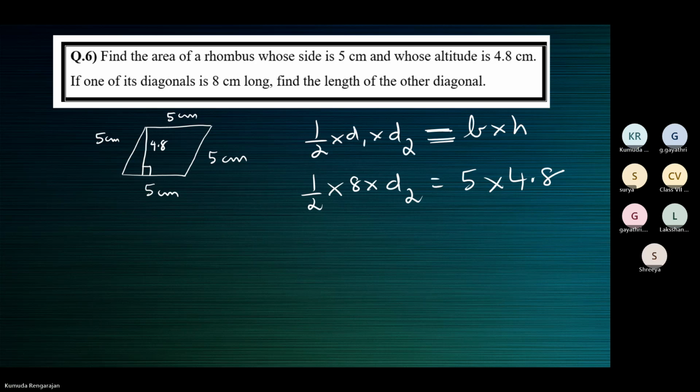Shreya, did you understand? Yeah, ma'am, I understood. Okay, repeat. I've equated half d1 d2 is equal to base into height. What is that? To find the unknown value of d2, ma'am. Okay, but what is half d1 d2 for a rhombus? What will it give you?